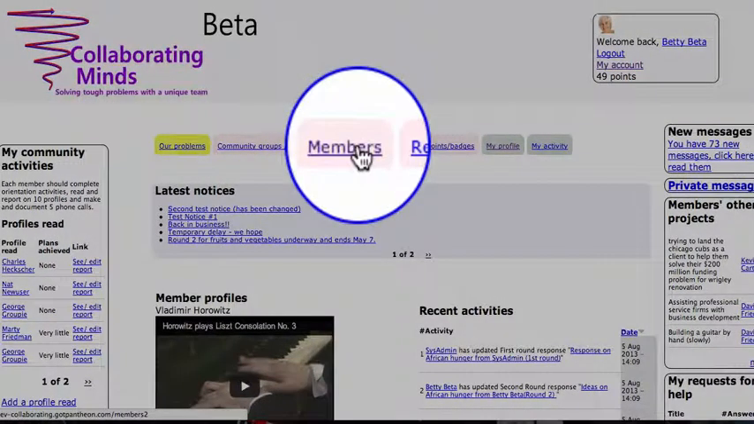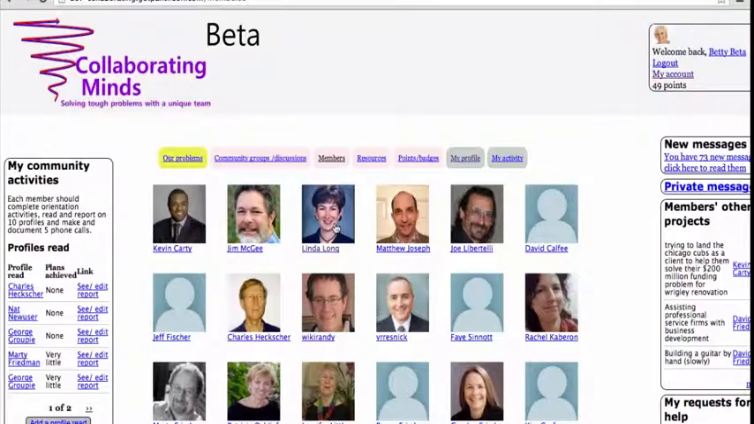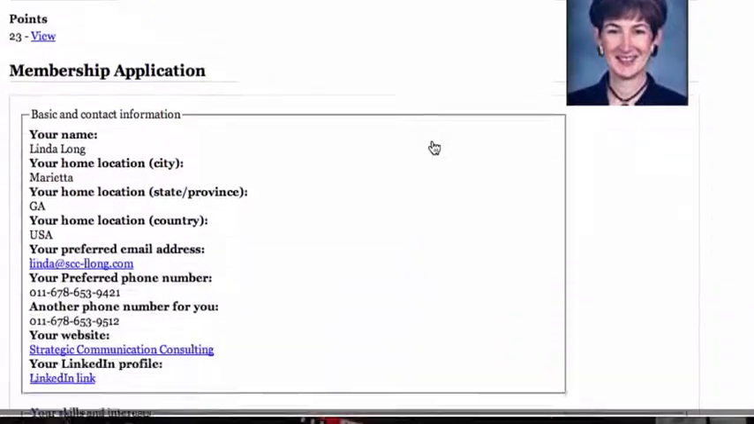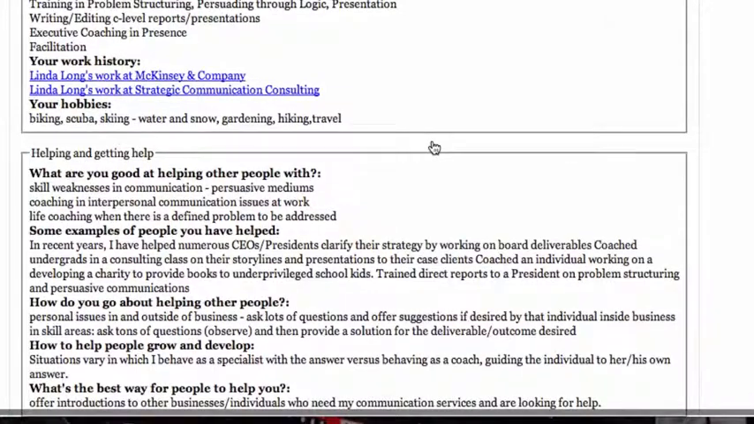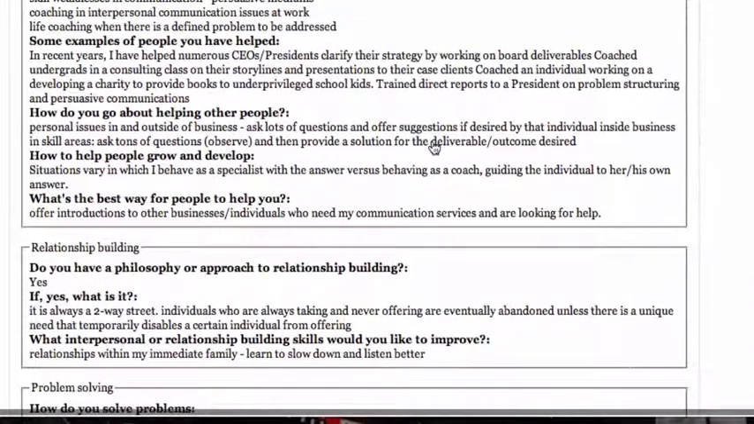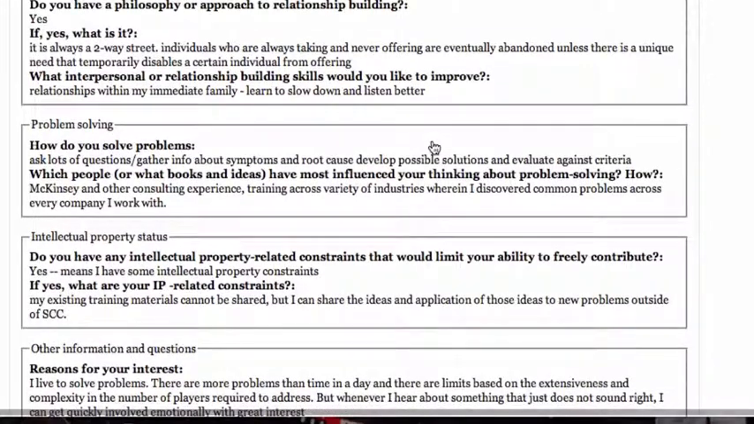One path to that is the Members tab. Here we have the list of members. By clicking on a member, you see their profile. The profiles are long in order to give people the opportunity to get to know each other. And we have some ways of getting all members to fill out these lengthy and helpful profiles.